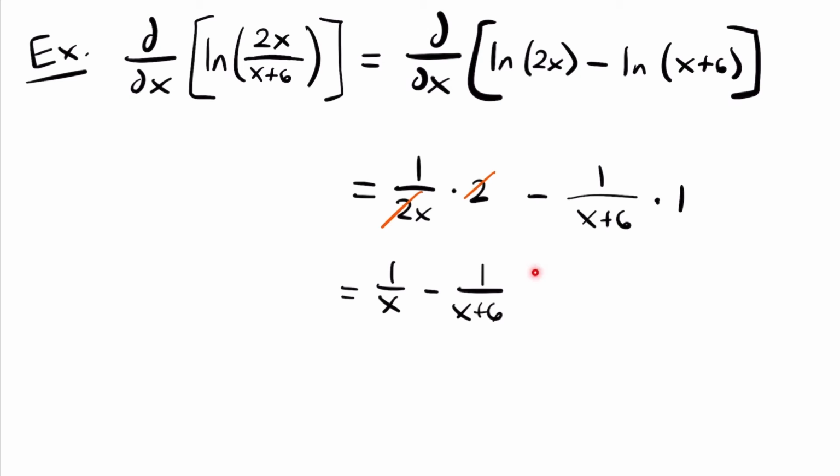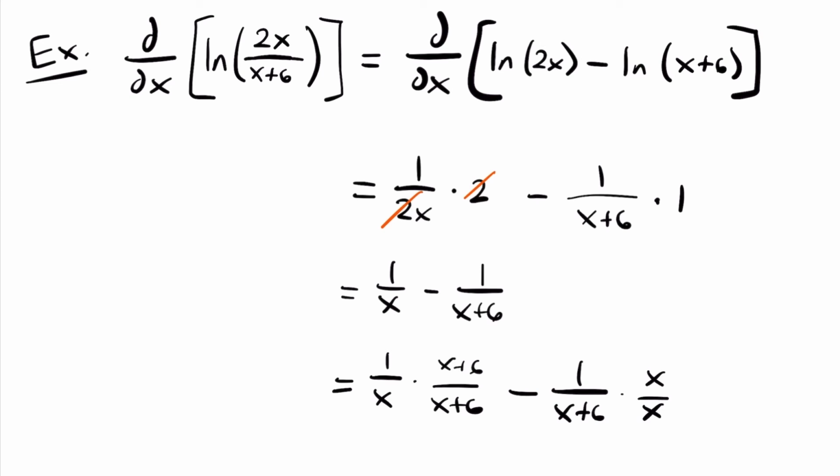And so you could keep your answer in this form if you wanted to. This is technically the derivative of this function, but you could also simplify this a little bit more by getting a common denominator and combining these two fractions. And so if we multiply each of these fractions by a form of 1 of what is in the denominator of the other fraction, right? So this will be equal to 1 divided by x times x plus 6 divided by x plus 6 minus 1 divided by x plus 6 times x divided by x. We just multiplied each of these terms by a form of 1 of what is in the other fraction's denominator, and that is going to give them a common denominator, which you will see.